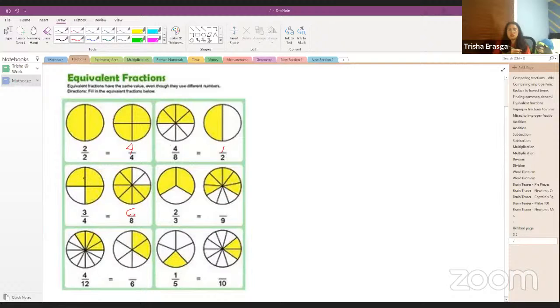So for the top ones, you count the shaded slices. So it's 1, 2, 3, 4, 5, 6. And then the bottom would be the total, so including the not shaded one. So that's 1, 2, 3, 4, 5, 6, 7, 8. And it's the same for this one. And then it shows you that they're the same. Like 3/4 is equal to 6/8. It's because the shaded parts are the same. You're left with the same amount that's not shaded.